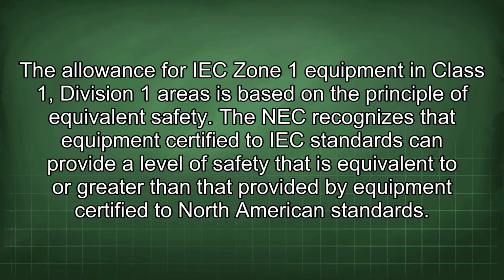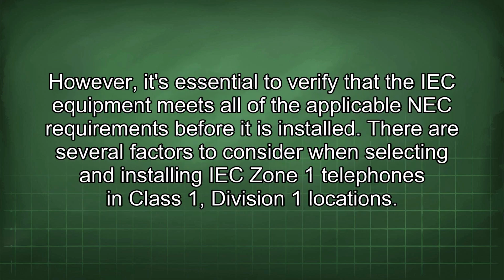The allowance for IEC Zone 1 equipment in Class 1, Division 1 areas is based on the principle of equivalent safety. The NEC recognizes that equipment certified to IEC standards can provide a level of safety that is equivalent to or greater than that provided by equipment certified to North American standards. However, it's essential to verify that the IEC equipment meets all of the applicable NEC requirements before it is installed.